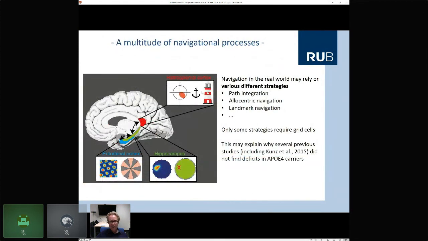So, of course, navigation in the real world does not rely on a single brain area or navigational strategy, but could rely on multiple different strategies, such as path integration, navigation related to allocentric cues, landmark-related navigation, and so on. And only some of these strategies are likely to require grid cells. And this may actually then explain why several previous studies, including our own, did not find behavioral deficits in ApoE4 carriers, despite some impairment of one of these systems in the entorhinal cortex.